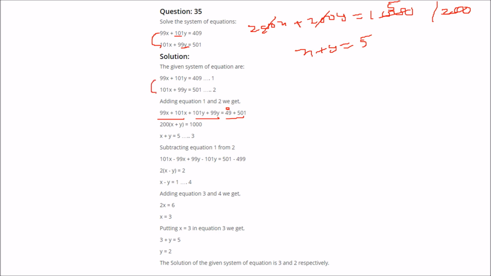Now what we can do here is subtract these two. Now when we subtract, 101 minus 99 is 2x. 99 minus 101 will be minus 2y. And then 501 minus 409 will be equal to 2. So you get 2x minus 2y equal to 2. Divide the whole equation by 2. You get x minus y equal to 1.